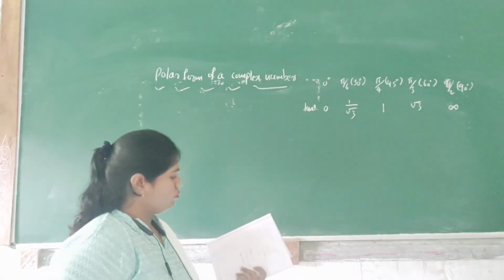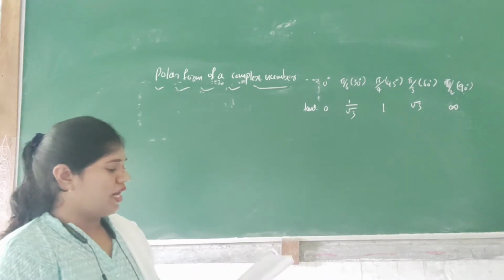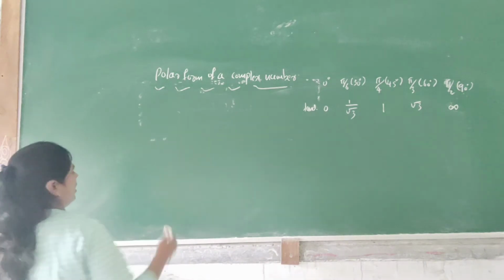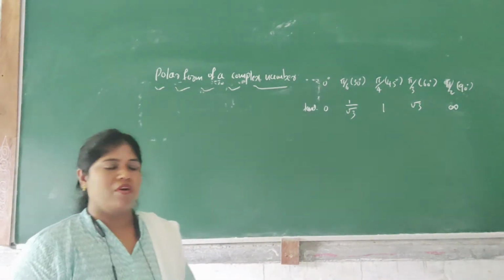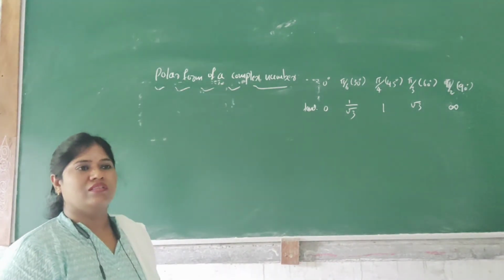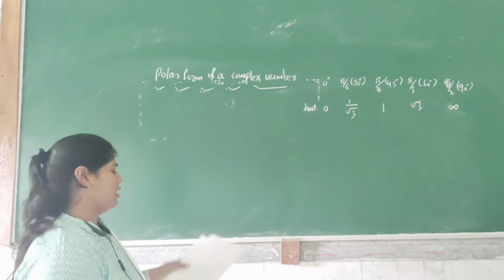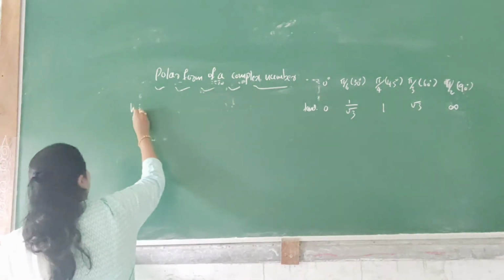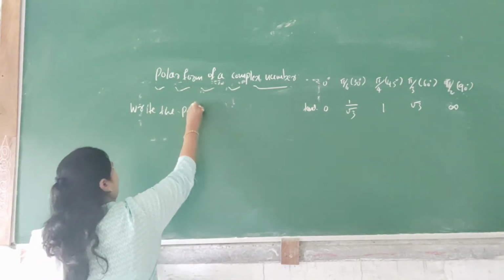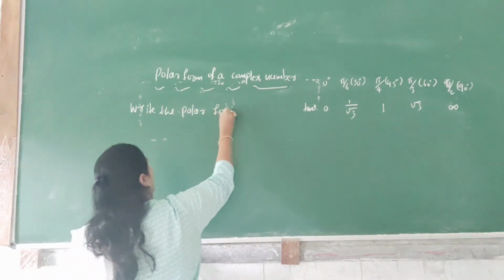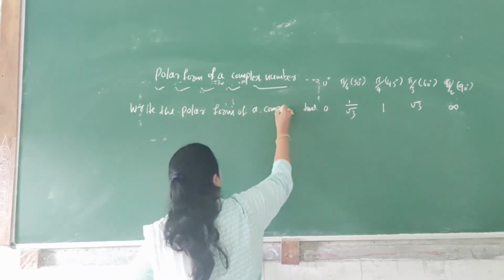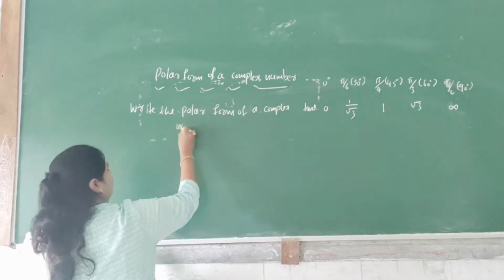Next. Write the polar form of a complex number. Very important. It is common for 2 marks, 3 marks. Okay, it is very important. We have to practice. We are going to write all the 3 marks to 2 marks questions. Write the polar form of a complex number.